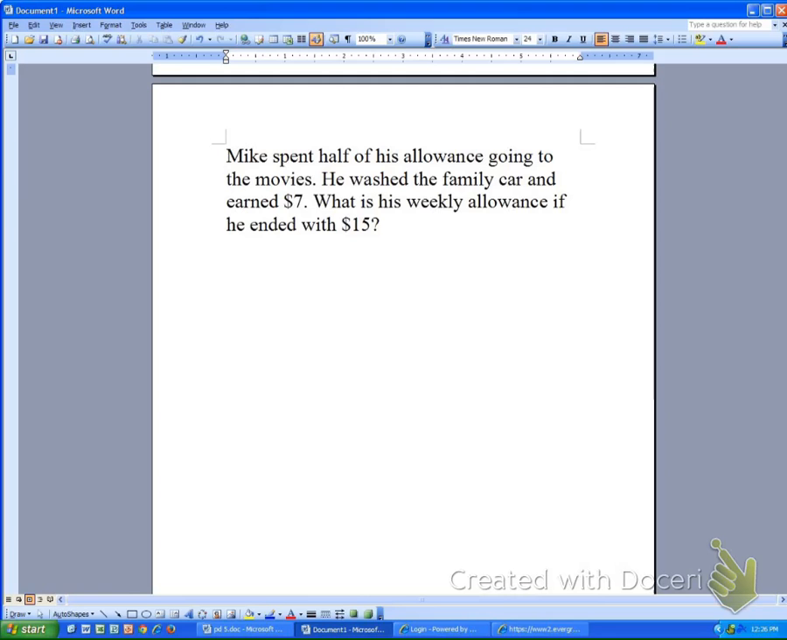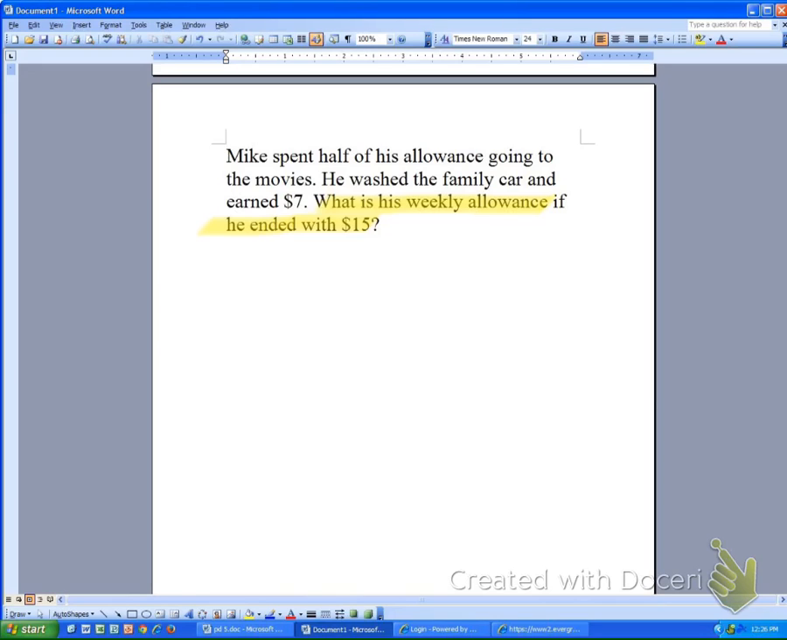Number 2. Mike spent half his allowance going to the movies. He washed the family car and earned $7. What is his weekly allowance if he ended up with $15? Once again, this last sentence helps me determine what the variable is going to be defined as, and I want you to write that on your paper. X equals whatever it equals. In this case, it equals what his weekly allowance is.